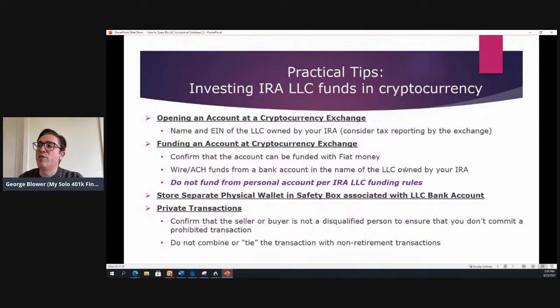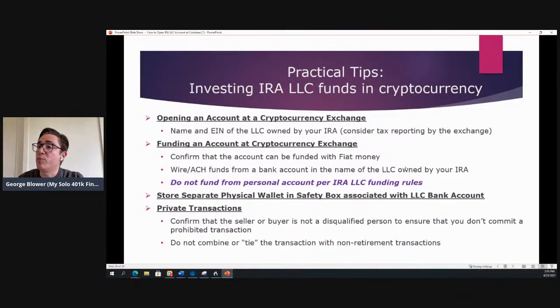These really apply generally to opening up accounts at a cryptocurrency exchange. You need to open up the account at the exchange in the name and under the EIN of the LLC. And just to put it in context, to the extent that the cryptocurrency exchange is doing any tax reporting, they're going to do it under the tax identification number that's associated with that account. That's part of the reason that it's so important to open up the account under the EIN of the LLC.